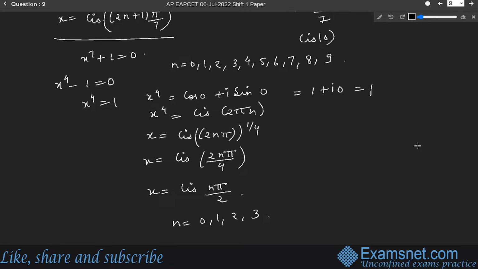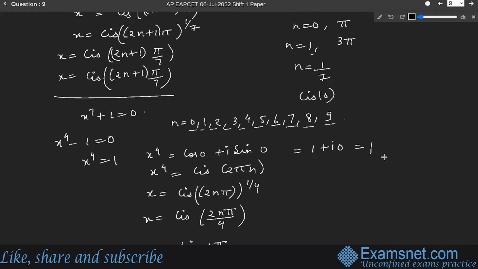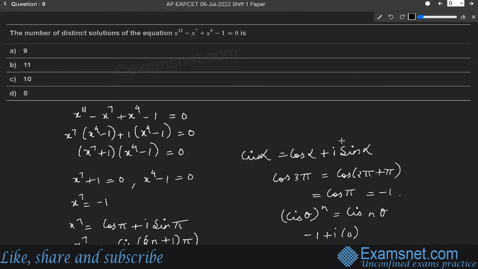You can see that in the first factor, which is x power 7 plus 1 is equal to 0, the total number of values here is 10, which is from 0 to 9. So the distinct solutions of this equation will be 1, 2, 3, 4, 5, 6, 7, 8, 9 and 10. Hence, we can say that the number of distinct solutions is 10. So option number C is the correct option for this question.